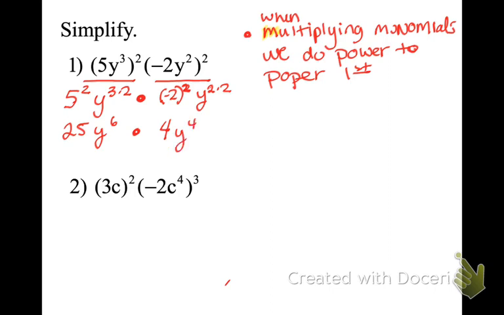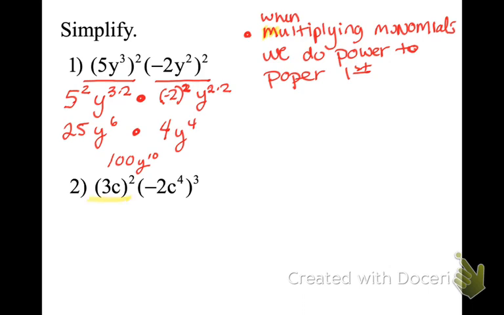Now, am I done? No. Now we go back to two nights ago lesson. And how does that simplify, Mark? So we multiply 25 and 4. And that makes? 100. And y to the 10th. We add the exponents here. Okay. Now you guys pause the recording and do number 2. Go.